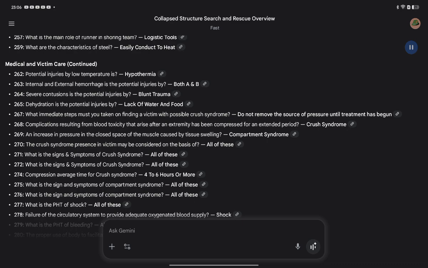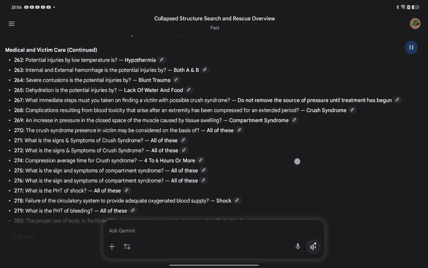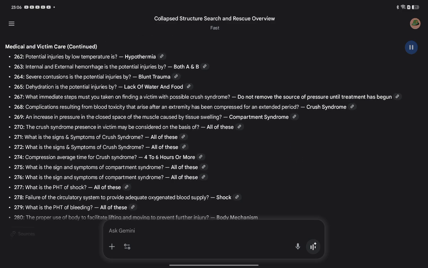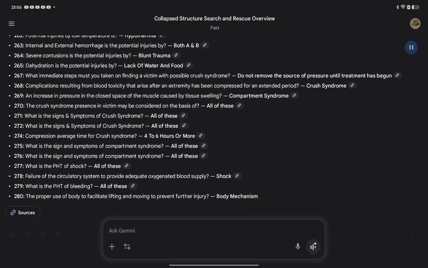Medical and victim care continued. 262. Potential injuries by low temperature is hypothermia. 263. Internal and external hemorrhage is the potential injuries by both A and B. 264. Severe contusions is the potential injuries by blunt trauma. 265. Dehydration is the potential injuries by lack of water and food.